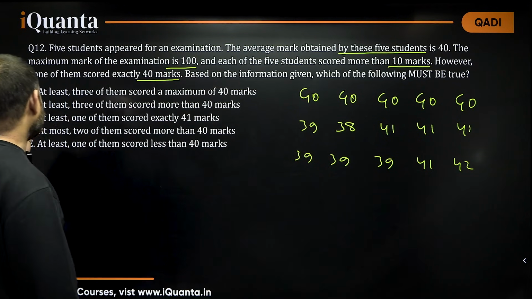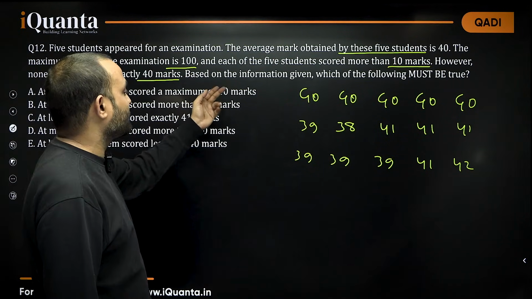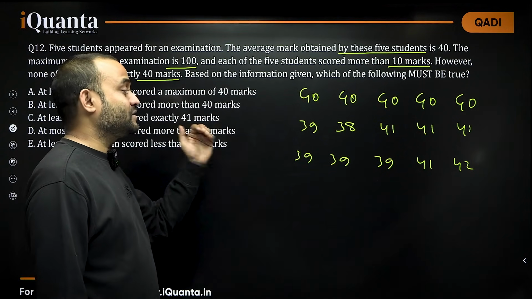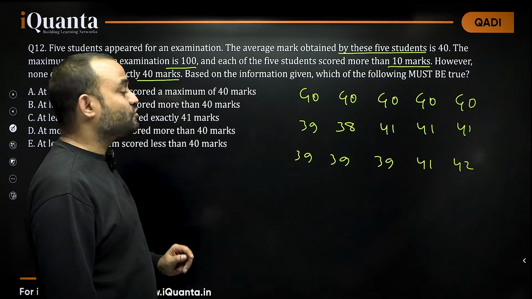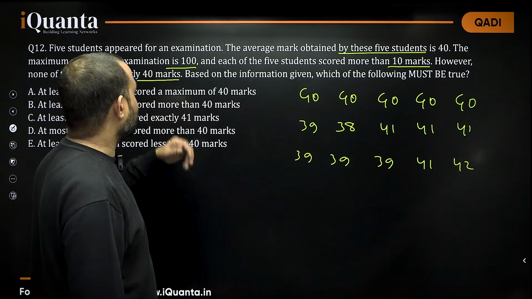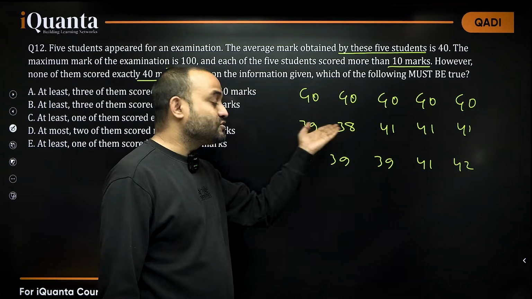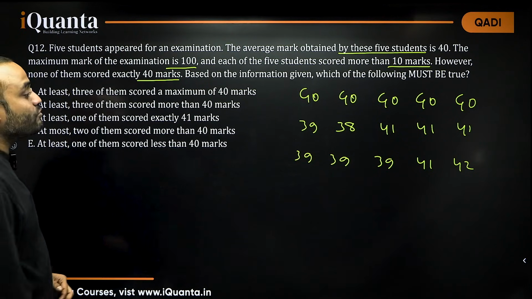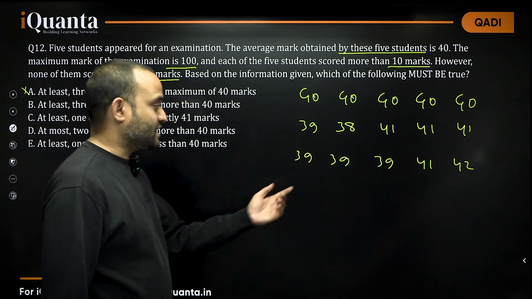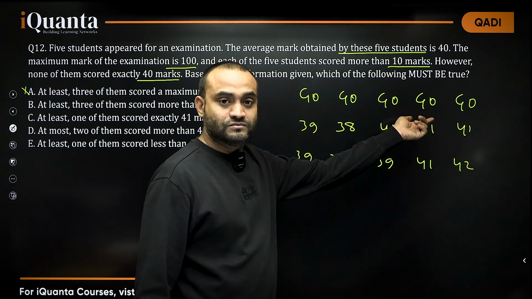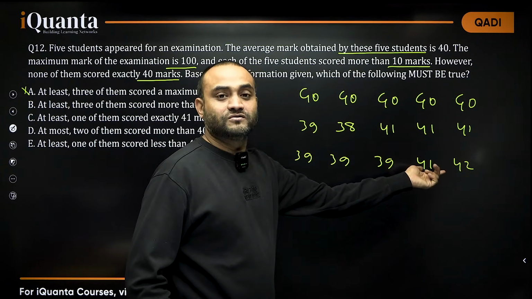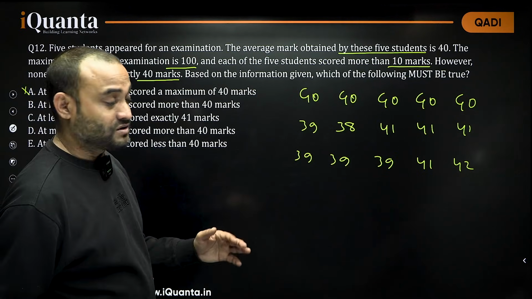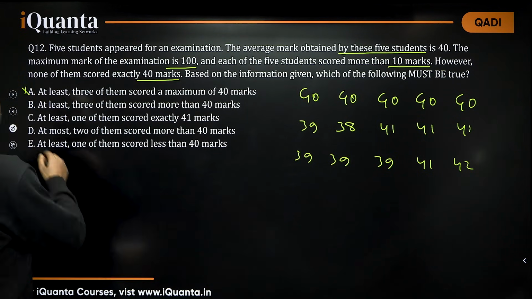So when it says at least 3 of them scored maximum of 40 marks, at least 3 of them. Is it possible that only 2 of them scored a maximum of 40 marks? Yes, possible. You can see this. So this is not always true. At least 3 of them scored more than 40 marks. That is also not true always. Sometimes it's true, but it's not always true. There are 2 students who can get more than 40. This is also not always true.